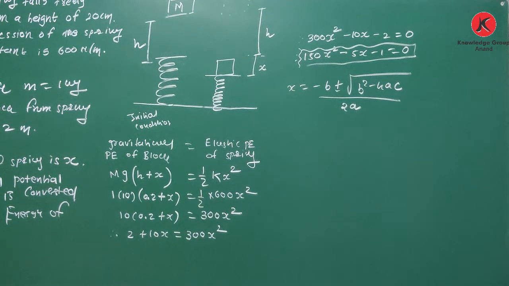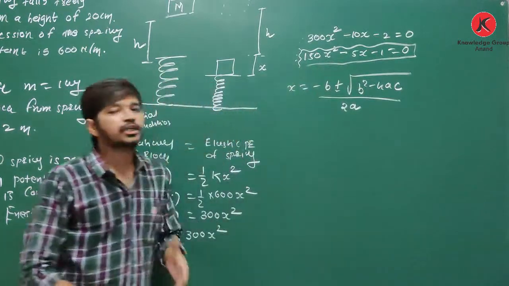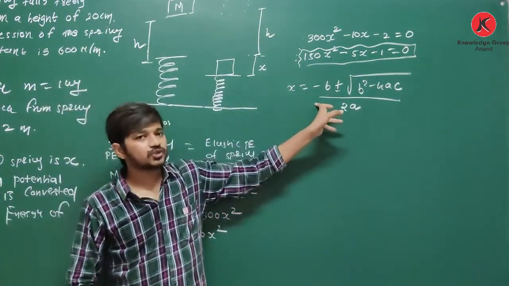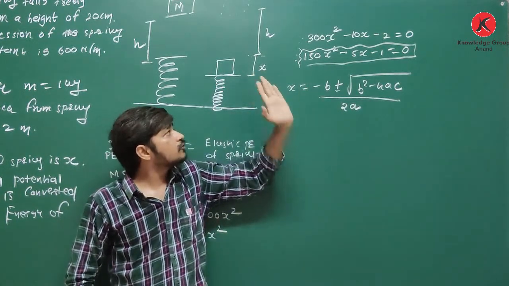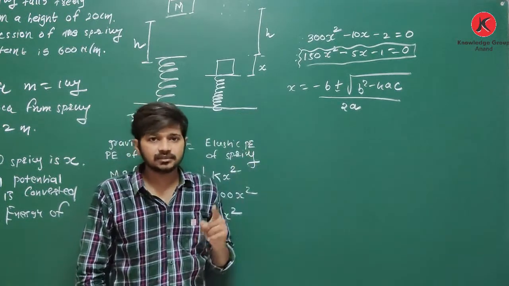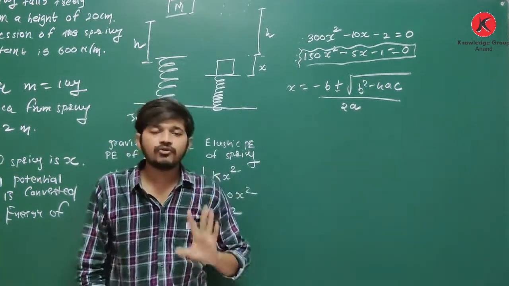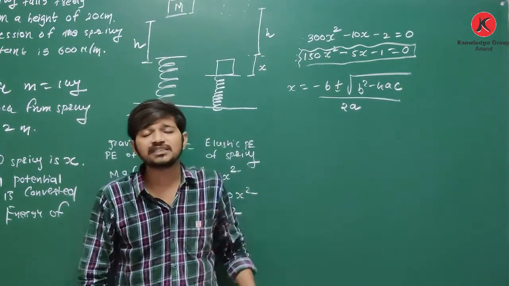And what is the value of x? That you have to write in the comment box. Clear about this? You have to solve this question. First of all, identify the value of a, b, and c, and then calculate the value of x. You have to find the maximum value.